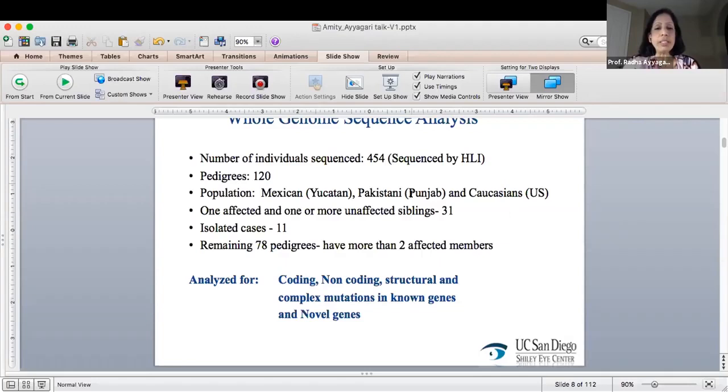We studied three different populations. One is a population from Mexico, the Yucatan Peninsula. This is an understudied population, and the Mexican population, as you know, is an admixture of native population plus individuals of European ancestry. The other is the Pakistani population from the Punjab region of Pakistan. This is another unique population, because it is an endogamous population, so highly inbred, somewhat opposite of the Yucatan Peninsula, and still understudied. The third is a Caucasian population from the US, which is a well-studied population. These are the three different populations we analyzed using whole genome analysis.